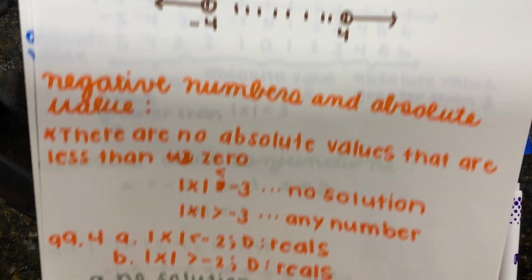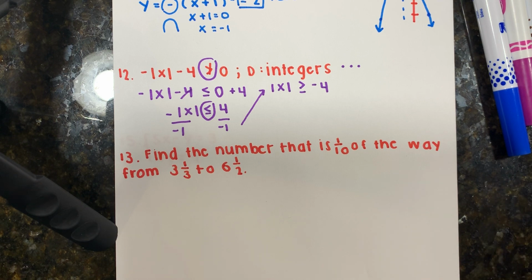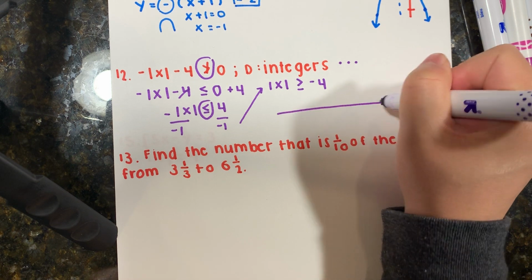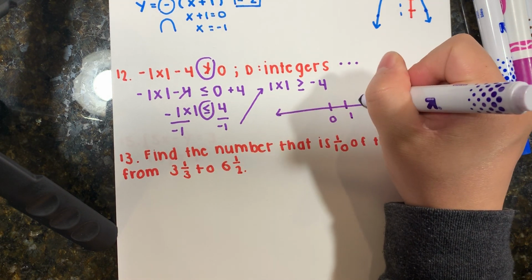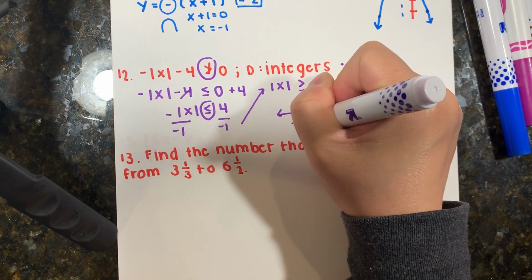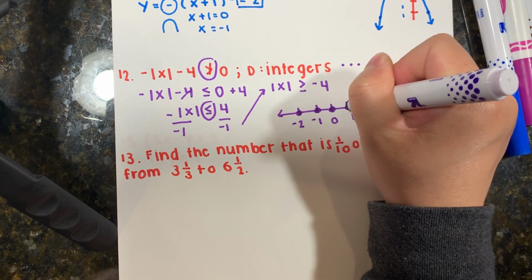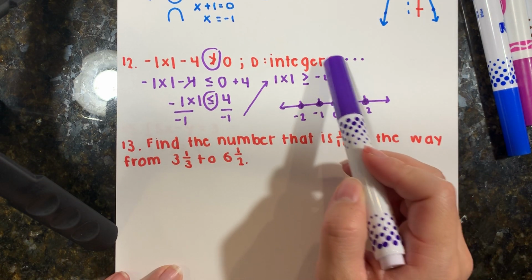Okay, so for this one, our answer is just going to be any positive number. So our number line, we could set up like this: 0, 1, 2, -1, -2, and since it's just integers, we would just fill in all of these dots because our answer is going to be any number because of this negative sign.